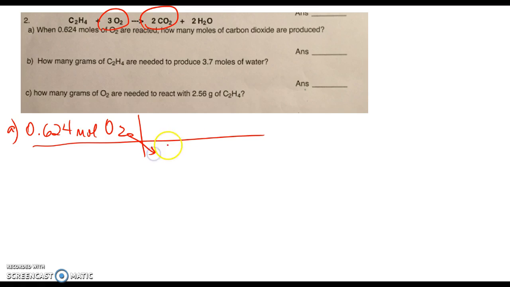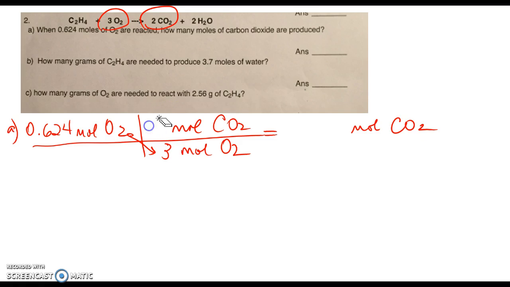This unit comes down. 3 moles oxygen, 2 moles CO2, and you'll end up with moles of CO2. Okay? I put a C, that should be a 2. Use the coefficients of the balanced equation anytime you're going moles to moles.